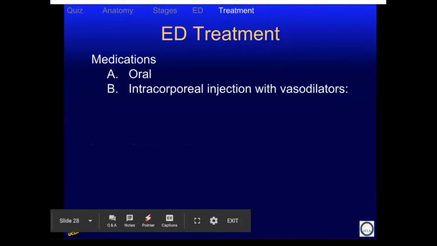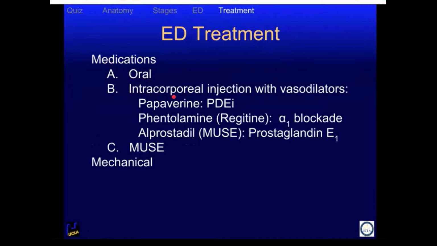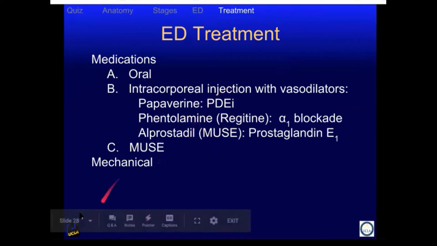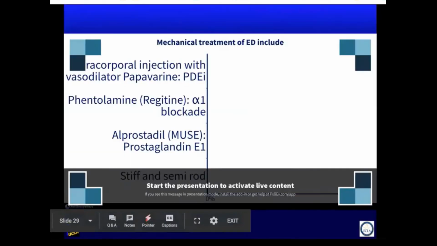So we start off with medications. There are several forms. Oral is the least invasive, and if that doesn't work, then you can do direct injection of vasodilators, individually or in combination, which increases the vasodilatory effects and reduces the flaccid, sort of the decompression of the cavernosal body. And if these fail, then patients can get mechanical implants. There are two forms, semi-rigid and rigid.